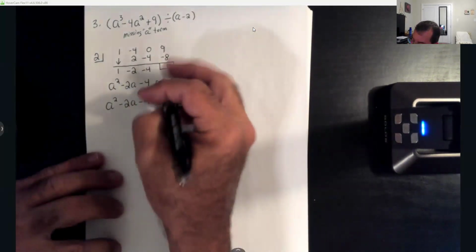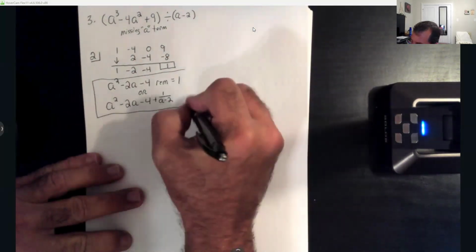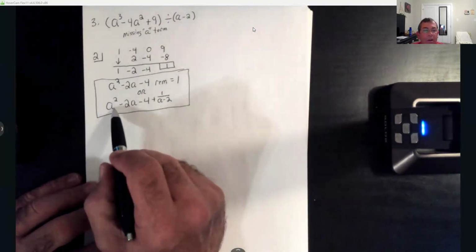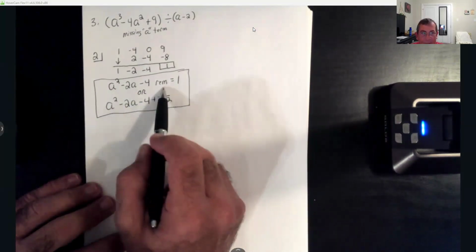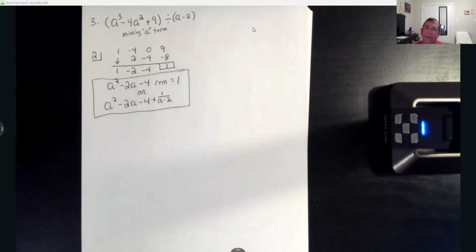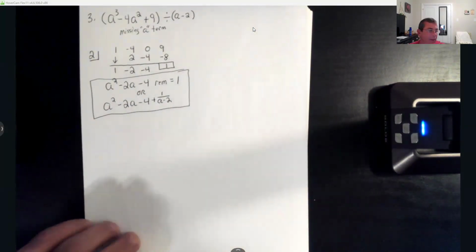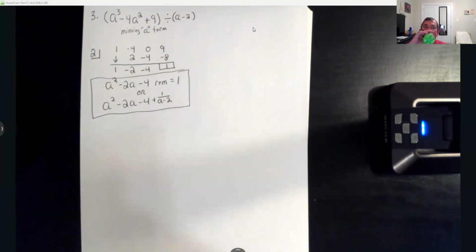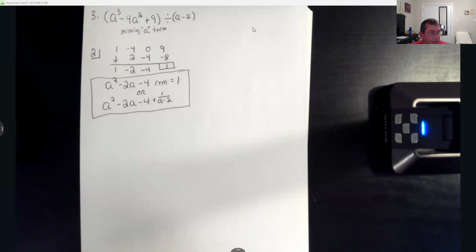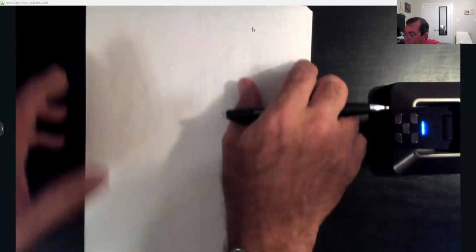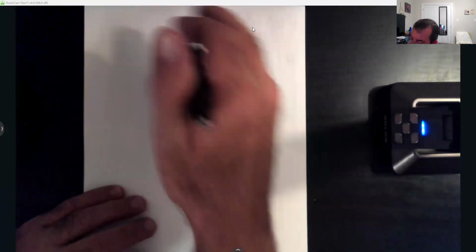Okay, so this support was mainly dealing with finding the quotient and remainder, okay? And y'all, what I like about synthetic division, once you get it down, it's the same every time, okay?